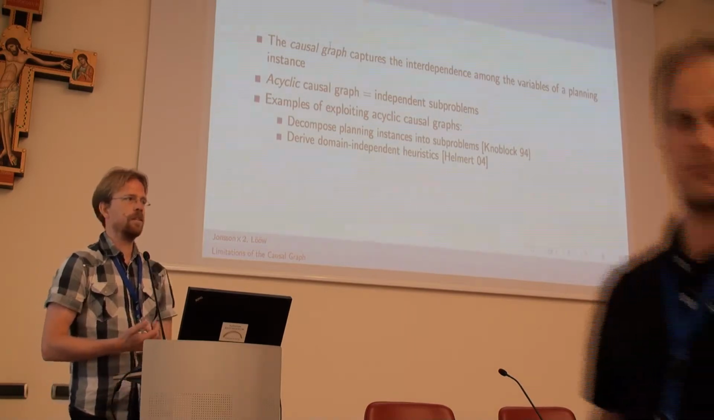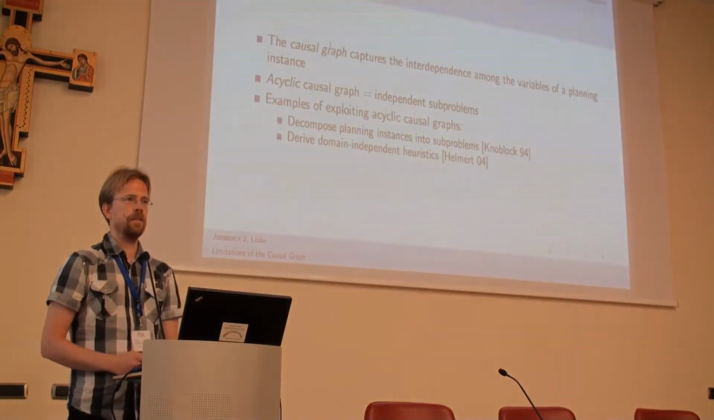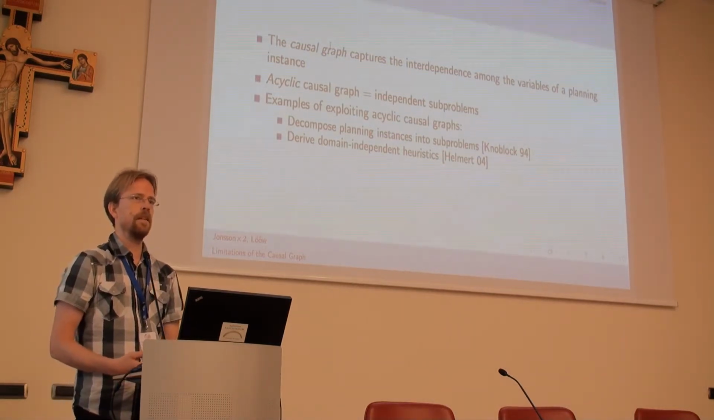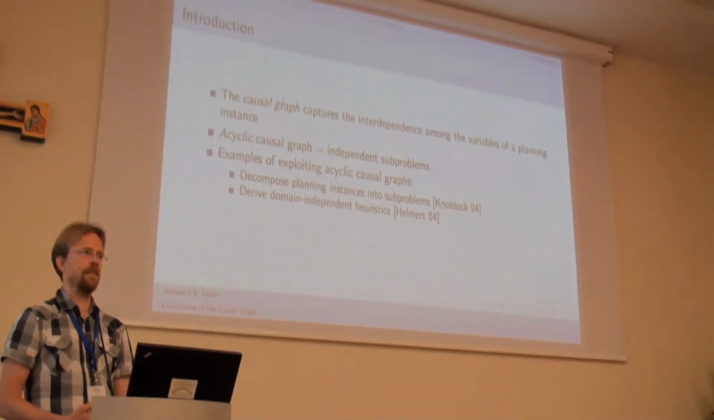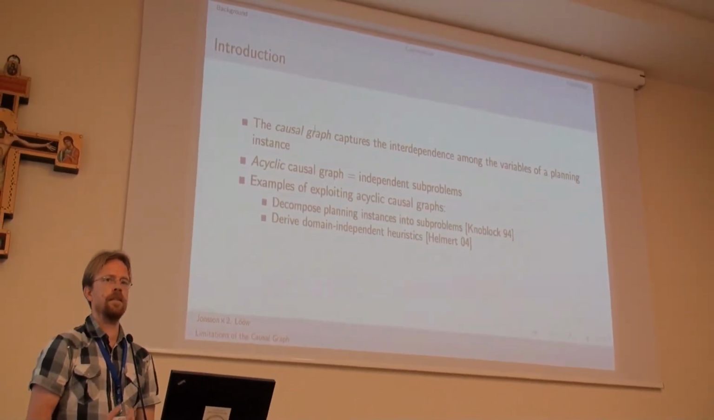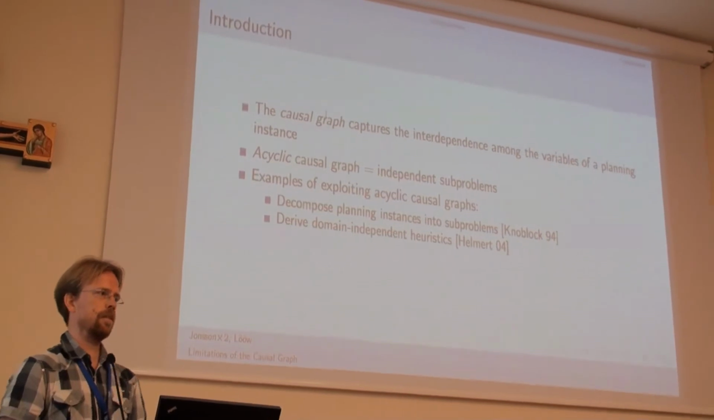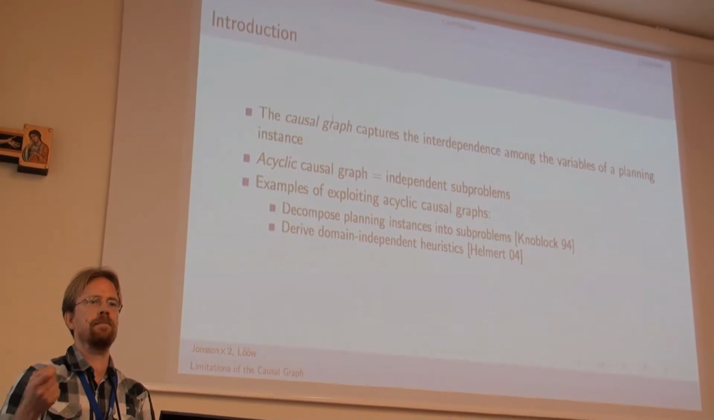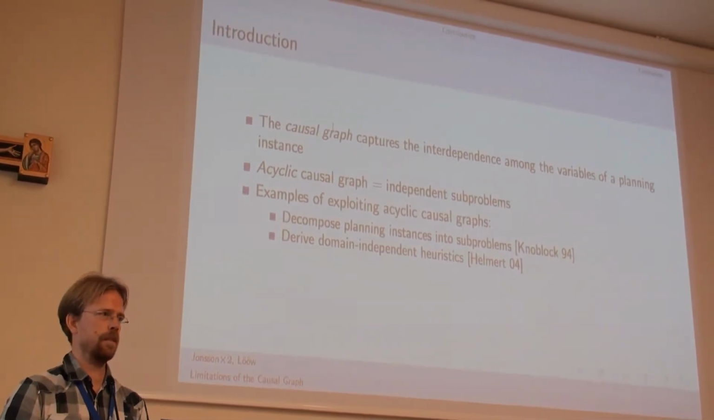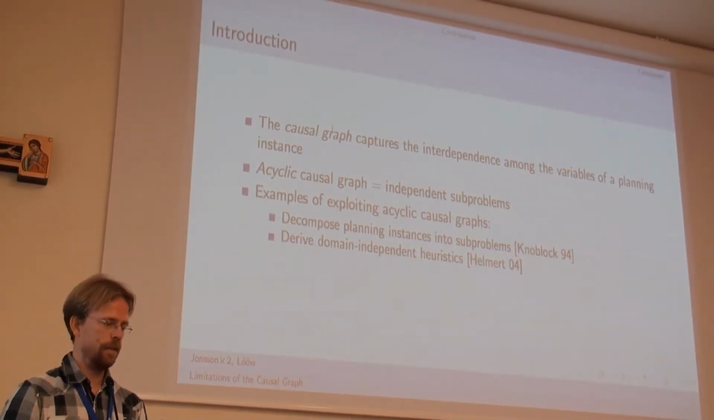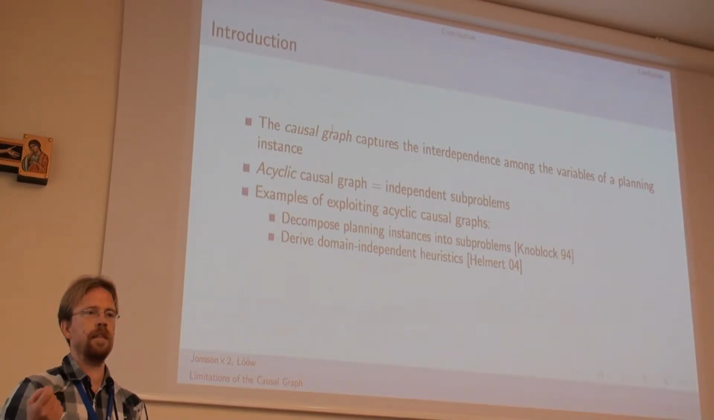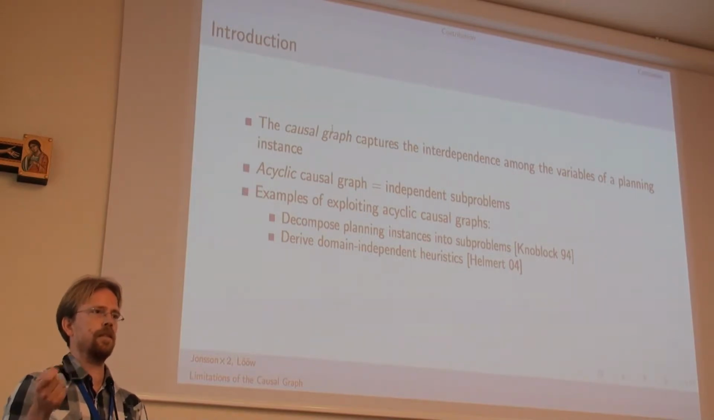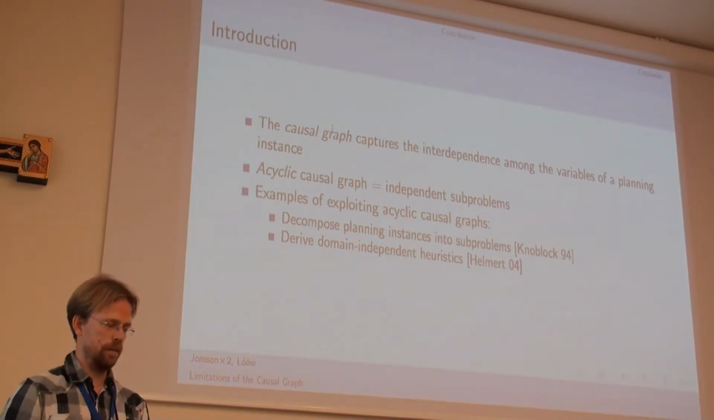So as many of you know, the causal graph is widely used in planning to capture the interdependence that exists between different variables of the problem. And of particular interest has been the case where the causal graph is acyclic. So an acyclic causal graph means that many of the sub-problems that you might encounter, such as setting the value of some variable to a specific value, become independent of one another, because when you're setting the value of a variable, you can ignore all variables that you don't directly or indirectly depend on.